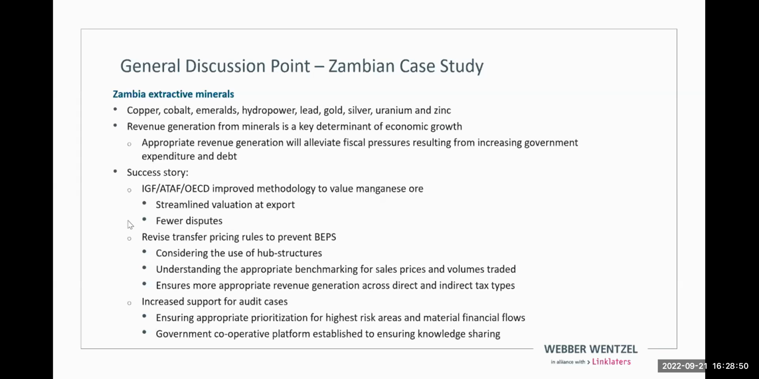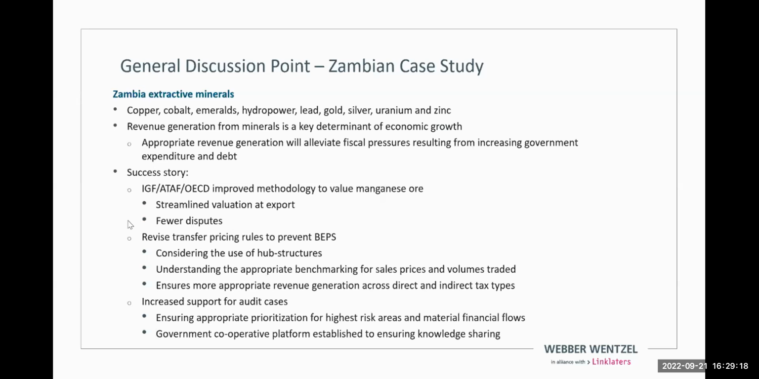It's a bit of a success story for the three agencies, the IGF, which is the Intergovernmental Framework, I think, and ATAF and OECD, that improved the methodology to value manganese ore. It was streamlined, so they created a framework where valuation was streamlined at export. So let's just say for excise duty purposes and for customs duty purposes, they streamlined the way that it was valued, and that valuation was reported at the point of export.